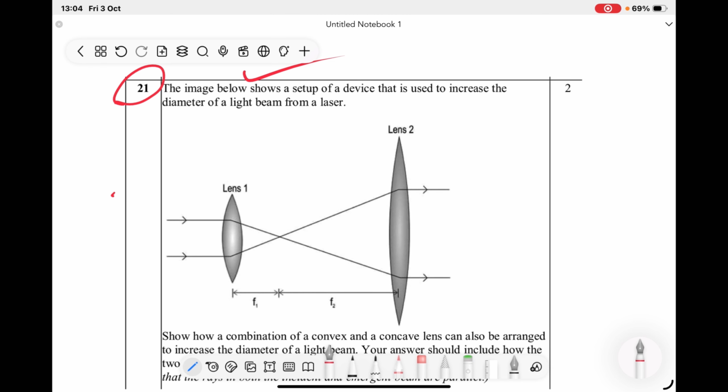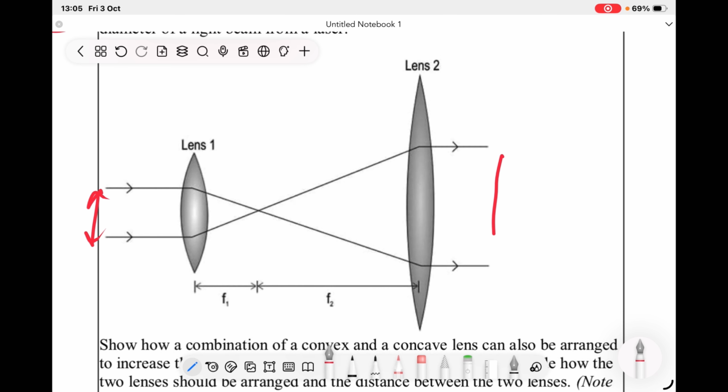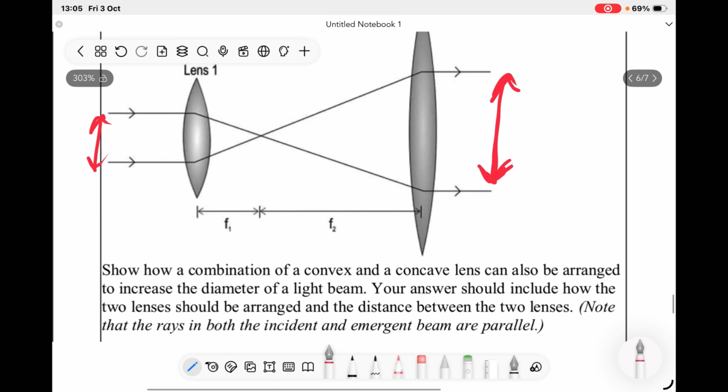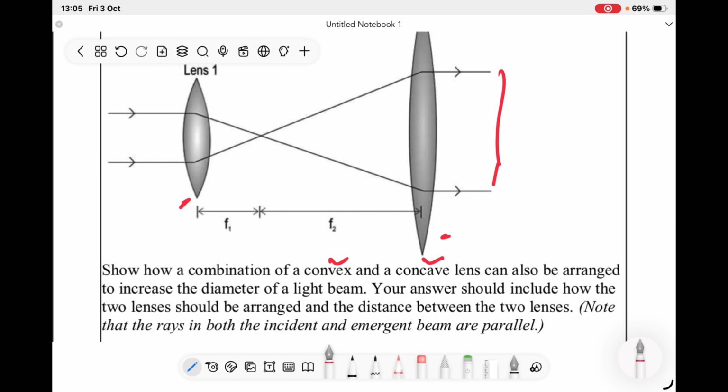So you can see they are increasing the diameter. Earlier, this was the gap between the incident rays, and now this is the gap. So they have increased the angular size of the object or the light beam. So we have to show how a combination of convex and concave lens works. Right now they are using both convex lenses to increase the diameter of the beam. Earlier the separation was this, now the separation is this. So they have increased the diameter of the beam using two convex lenses, and now they are asking us to use a convex and concave lens.